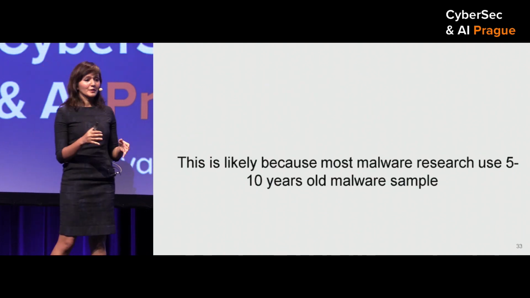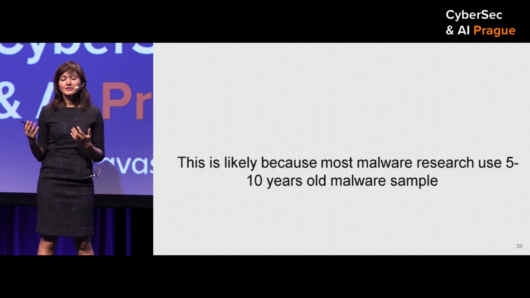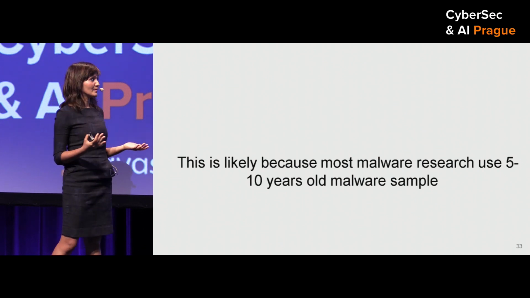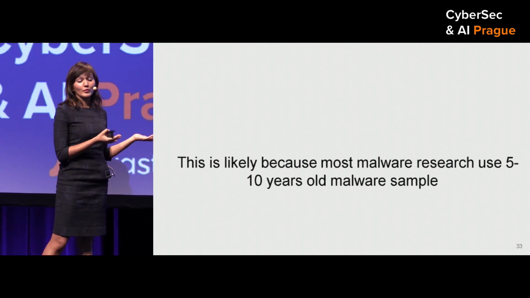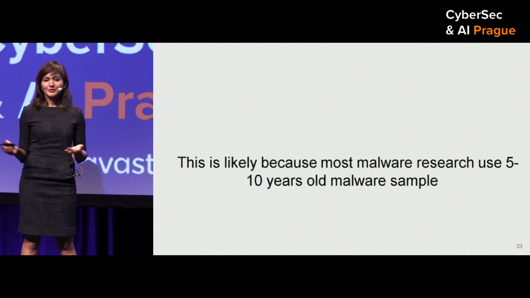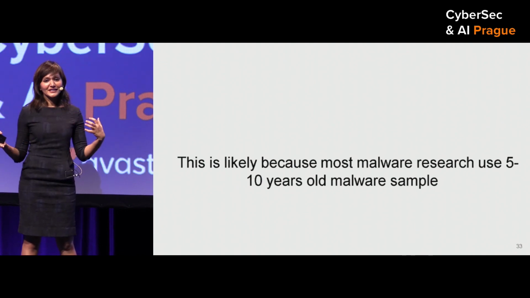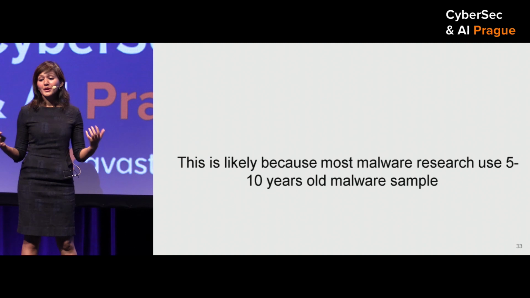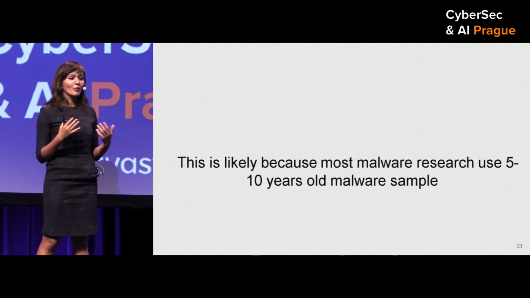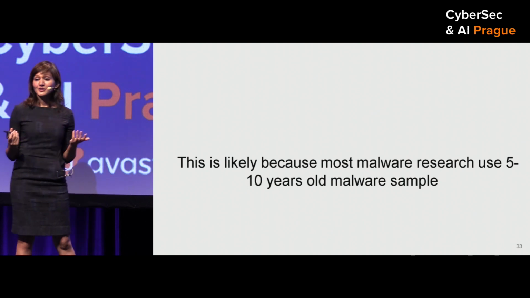This is a very likely thing to happen, by the way, because most malware research uses 5 to 10-year-old malware samples, and many of them might be inactive by the time we are trying to do adversarial attacks on them. And that's understandable. If you're an academic, having very active malware samples that are all labeled is very hard to come by. But using old malware that might be inactive has its own consequences.